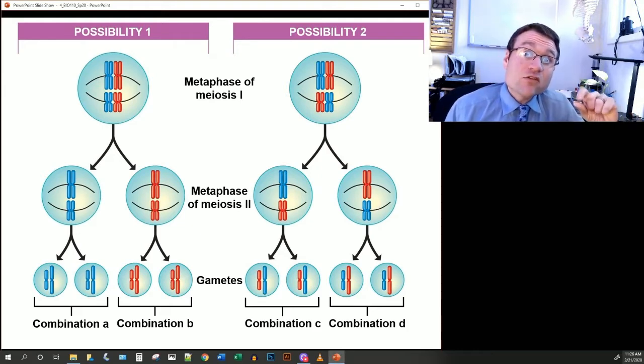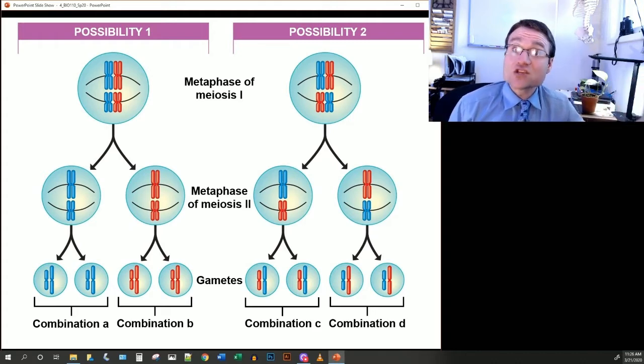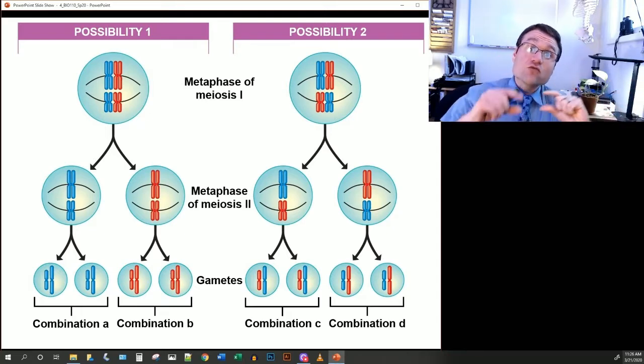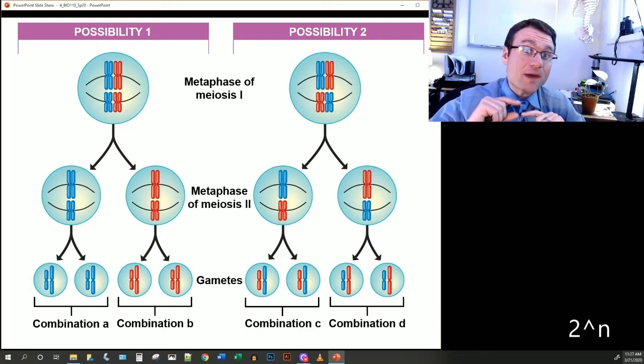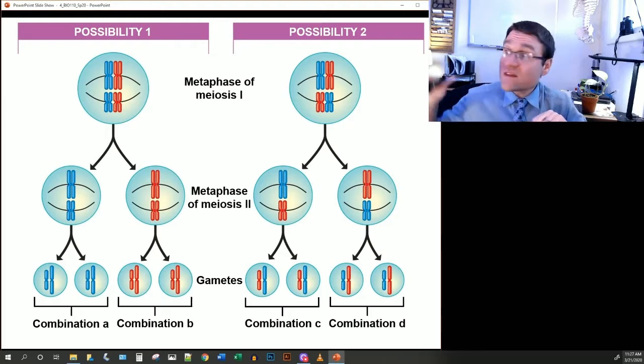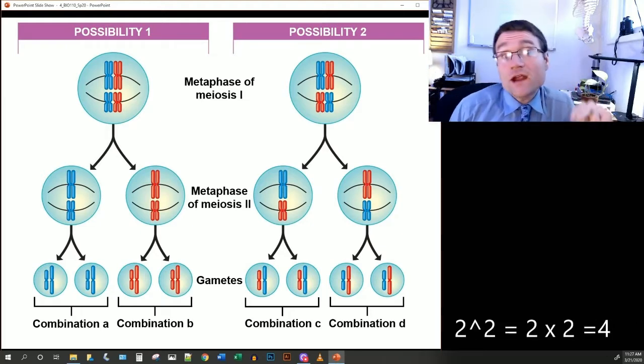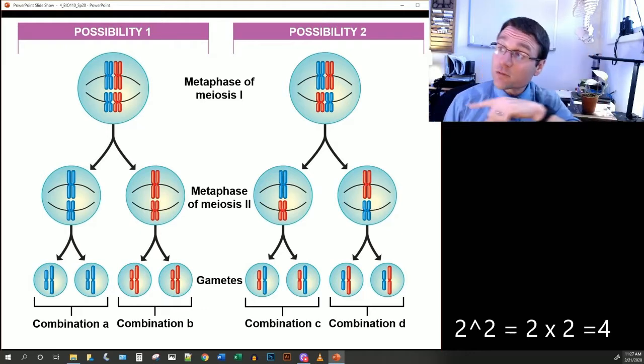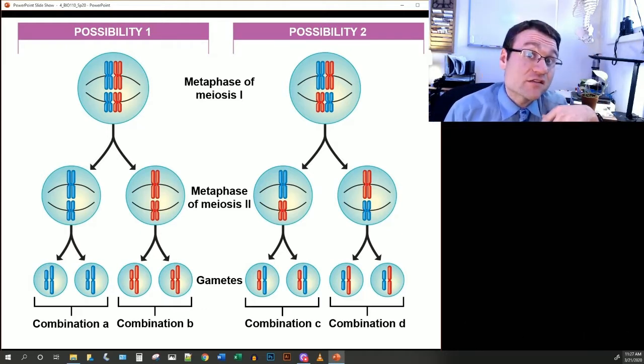So if you want to figure out mathematically how many different combinations of chromosomes could show up in any given gamete, what you do is you take the number 2 and you raise it to the nth power, to the n, to the number of pairs that you have. In these cells, we have 2 pairs of chromosomes. So 2 raised to the 2nd power is 4. So we end up with 4 possible combinations of gametes.